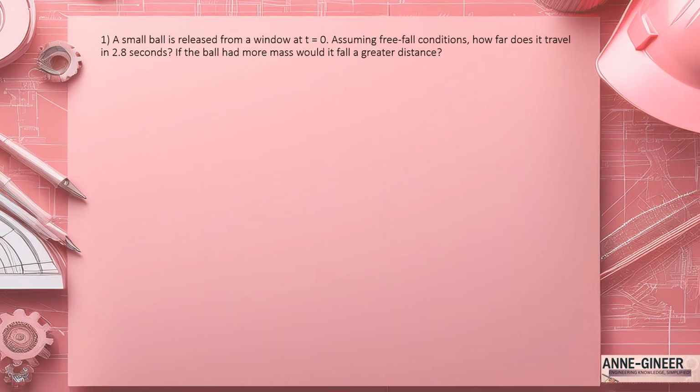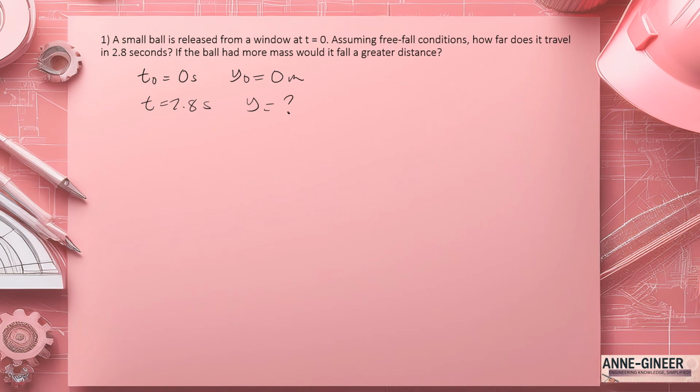For example, a small ball is released from a window at t equal to 0, so the initial time is 0 seconds. Let's assume that the initial height is also 0 meters, so we use the window as our reference. How far does it travel in 2.8 seconds? So the time is 2.8 seconds, and we are looking for the final height, or how far it traveled.